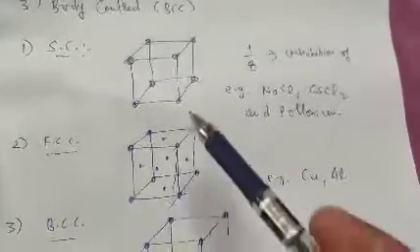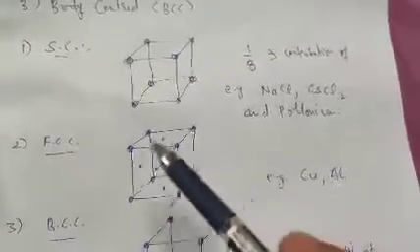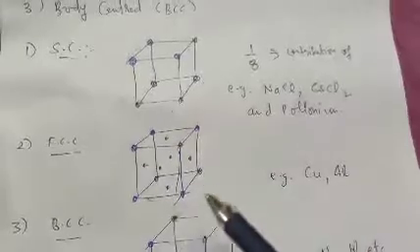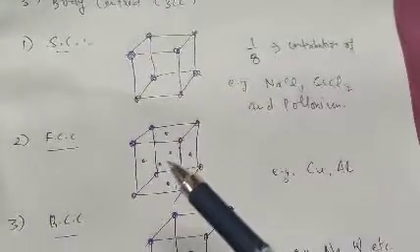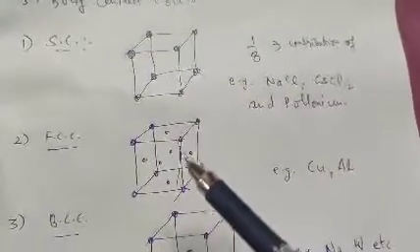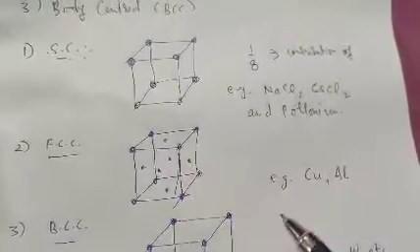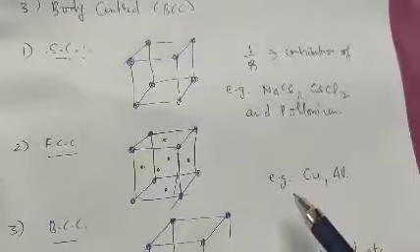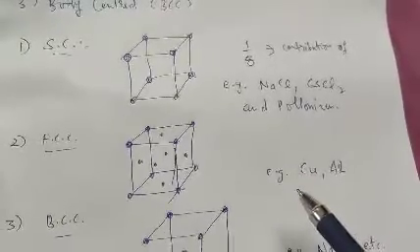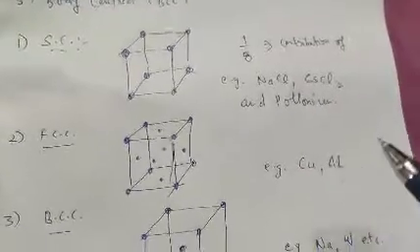So this is a highly dense unit cell. You can say that the highest number of atoms is included in this face centered cubic. Therefore this is also known as close packed cubic crystal. Examples of this FCC are copper, aluminum, etc.